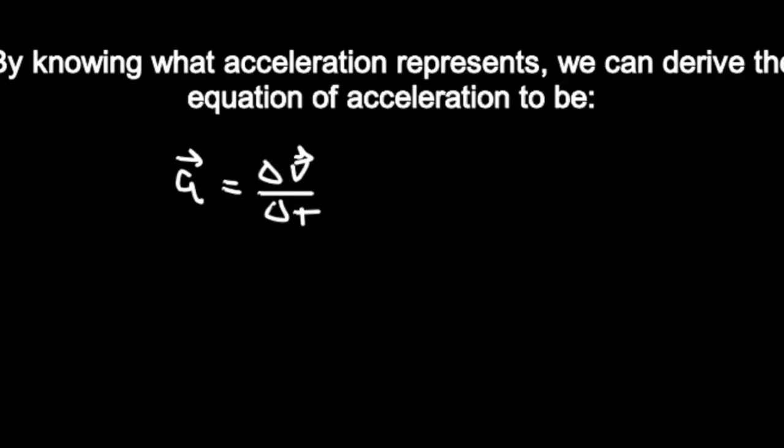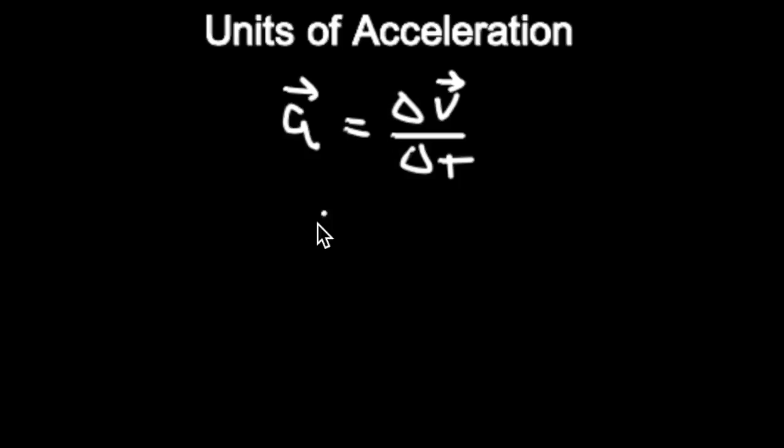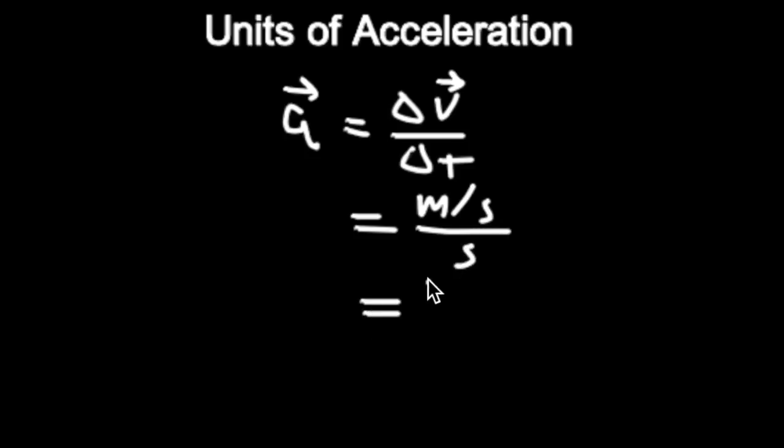Acceleration is a vector quantity, and we know this because velocity is also a vector quantity, and we are taking the change in velocity. Therefore, acceleration is a vector quantity. We can also find the units for acceleration from the equation. Since velocity is meters per second and the units for time is seconds, meters per second over seconds equals meters per second squared, which is the units for acceleration.